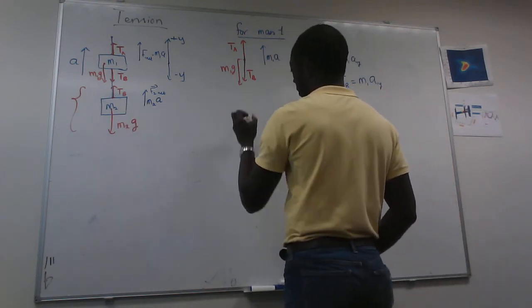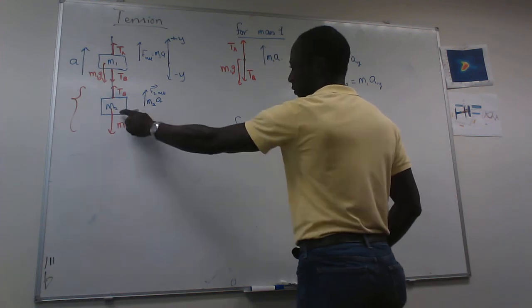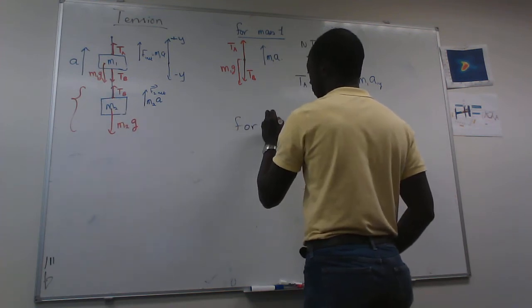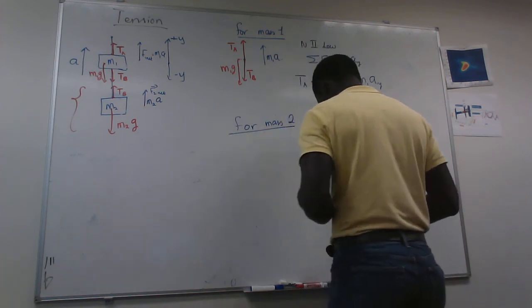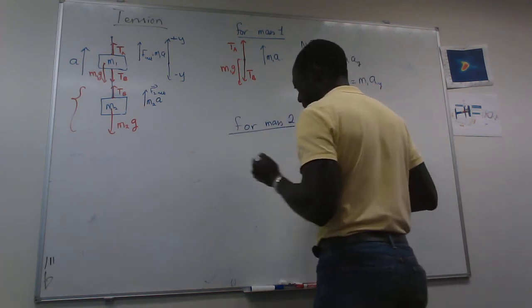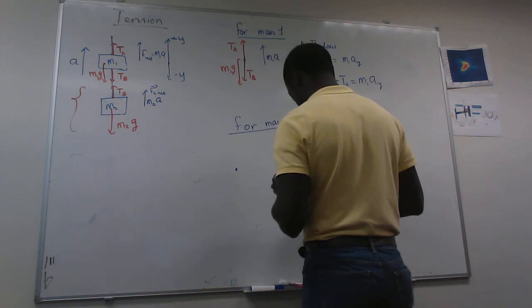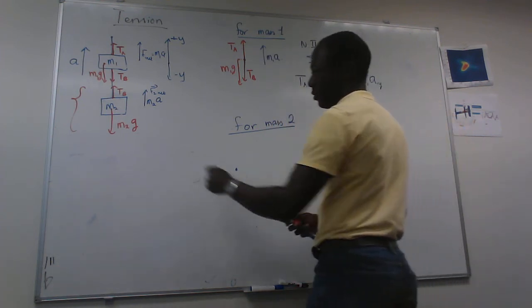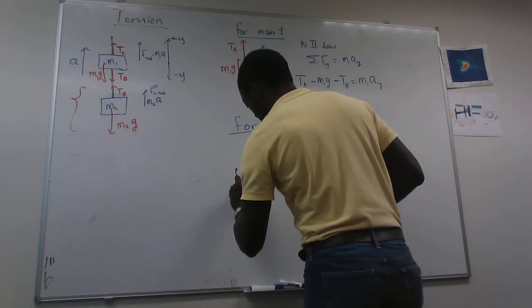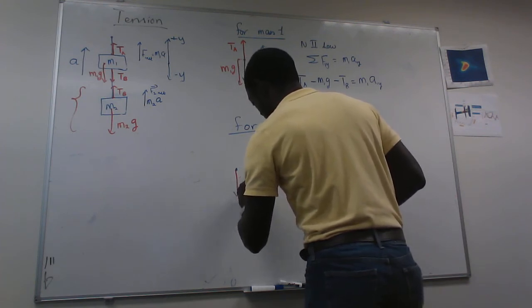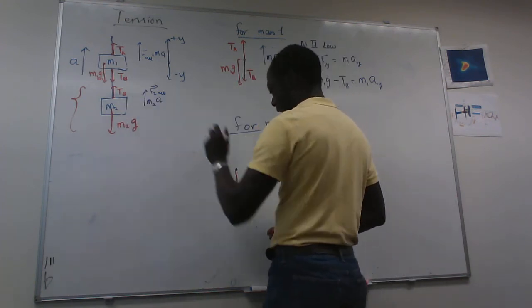Alright, so to find TA and TB, since TB is also connected with the second mass, we can solve the same Newton's law for the second object. So for mass 2, we'll start off by representing mass 2 as a point object. And so for mass 2, we have the weight acting downwards. So we have m2g. We have TB acting upwards.